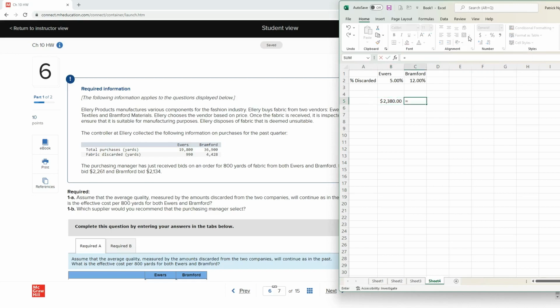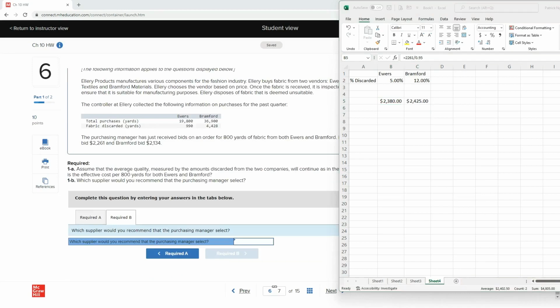And for Bramford, theirs is $2,134. But again, we're not going to use 100% of those 800 yards of fabric. We're going to have to reduce it by 12%. So instead of 100%, we're only going to get to use 1 minus 0.12, so that's only 88%. So 2134 divided by the 88% equals 2425. So those are your 2 answers for part A.